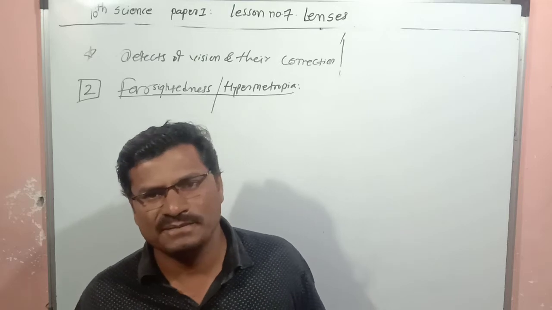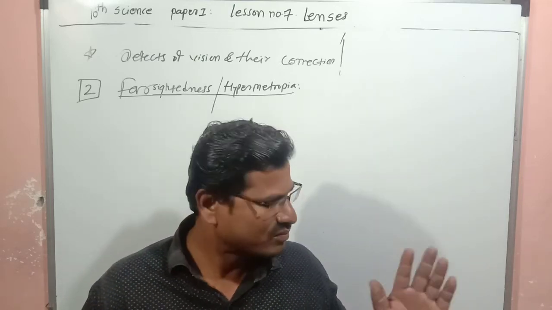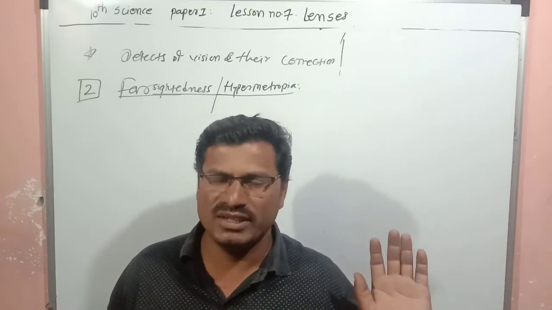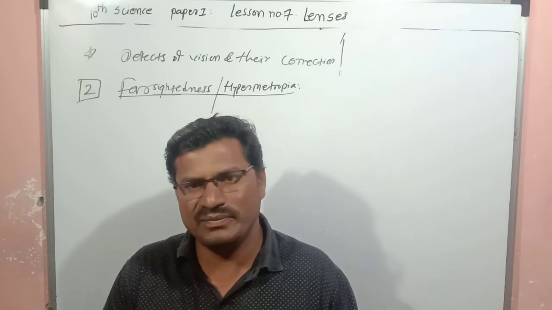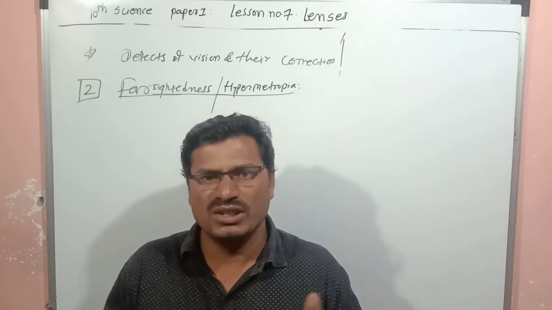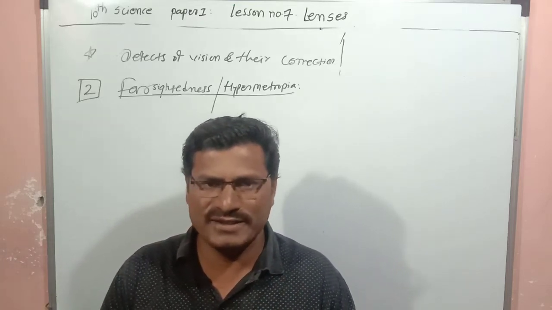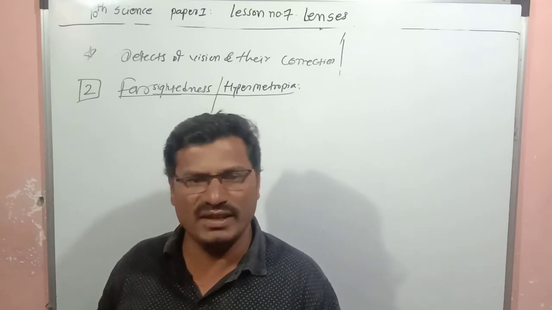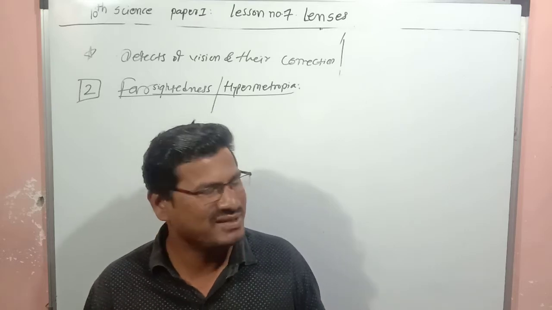Next thing is the eyeball. In nearsightedness we saw that it gets elongated, but here it becomes rounded in shape. So the distance between the lens and the retina decreases, so the image is formed behind the retina. How to correct this particular defect?